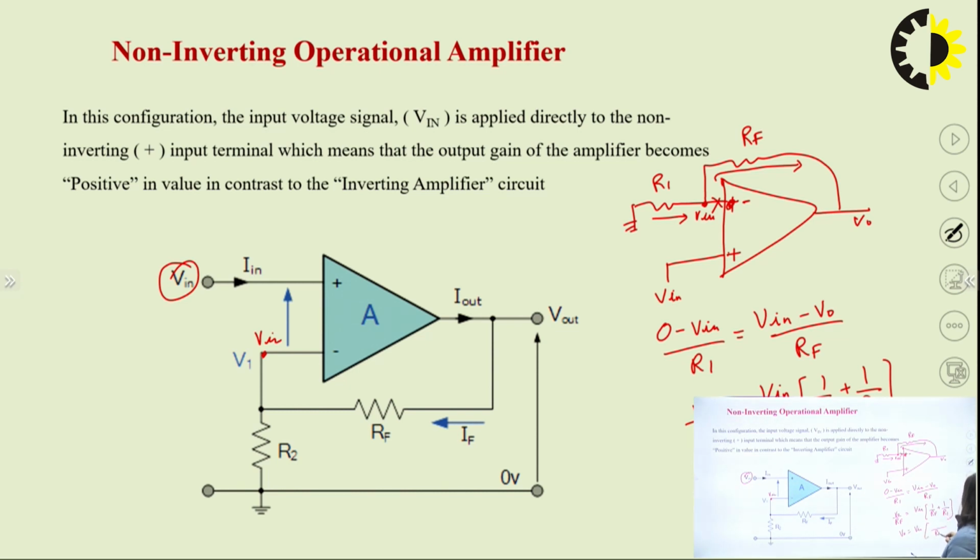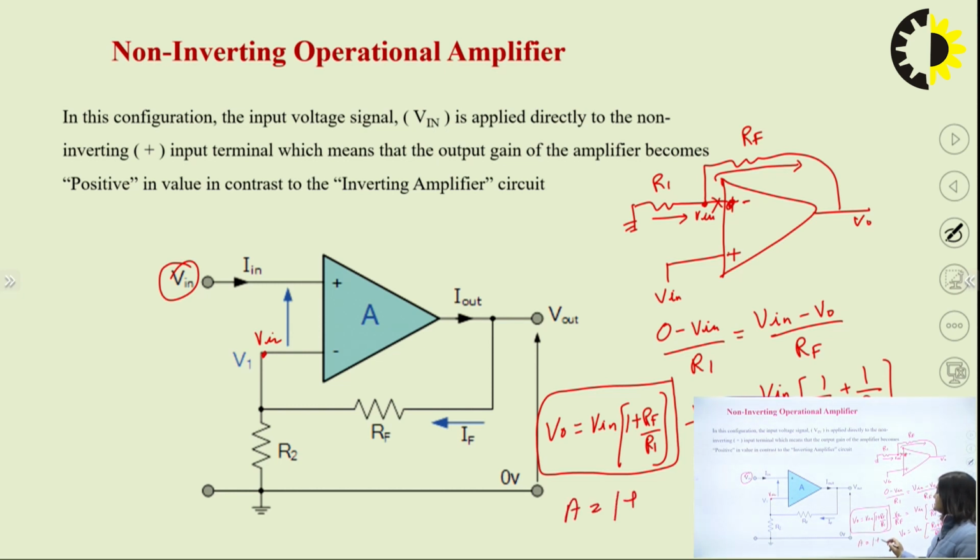So V0 is equal to VIN RF upon R1 plus RF. Now here RF would be cancelled out. So the output voltage would be equal to VIN times 1 plus RF upon R1. V0 is equal to VIN (1 + RF/R1). So this is the output voltage in case of the non-inverting amplifier in closed loop configuration. Or we can say the value of gain is 1 plus RF upon R1. This is the value of gain here.